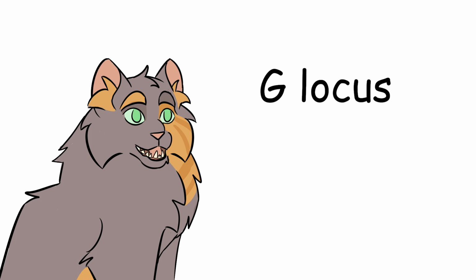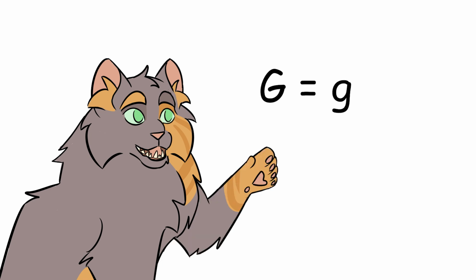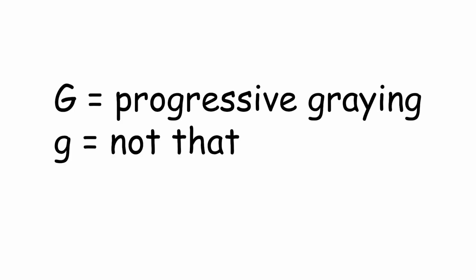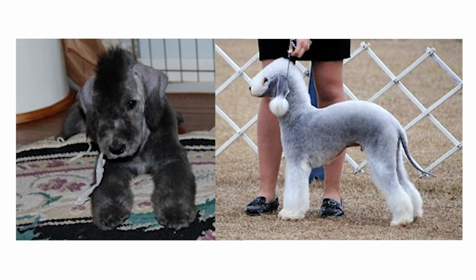The only source I have on it says it's proposed to be completely dominant, but that it's unconfirmed and hard to prove for reasons that'll make sense soon. Either way, it's capital G, and little g is for a regular dog who doesn't progressively gray. As said, the dog is born black or liver and then lightens as they get older.